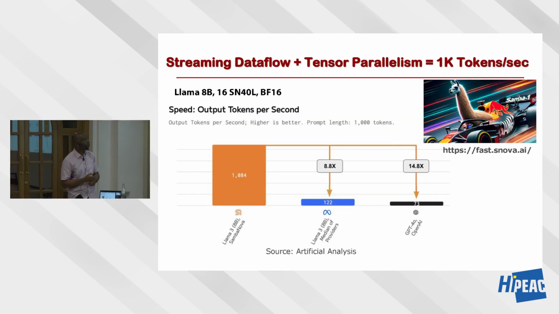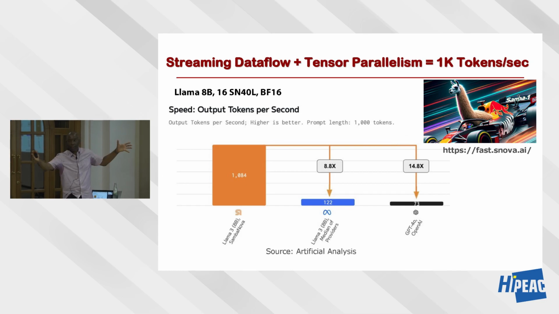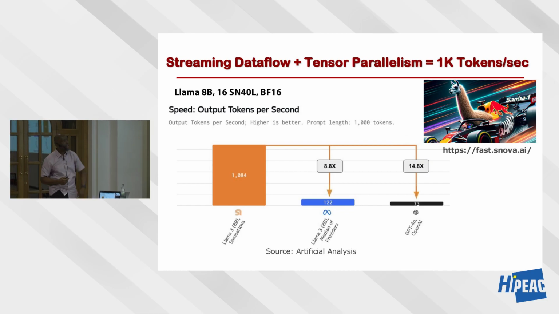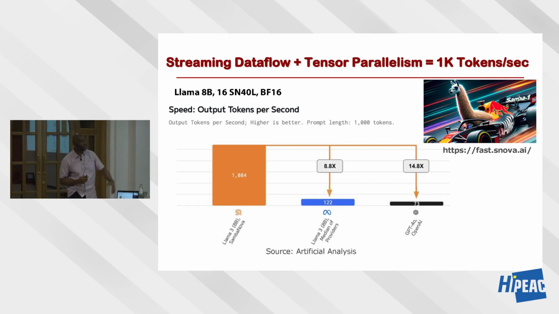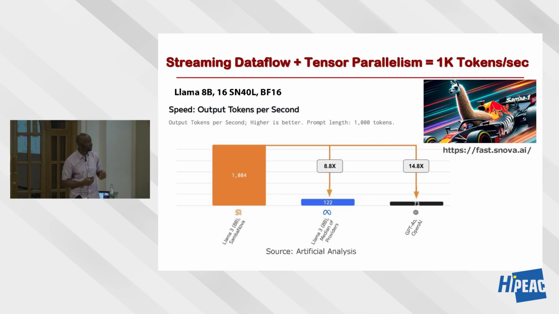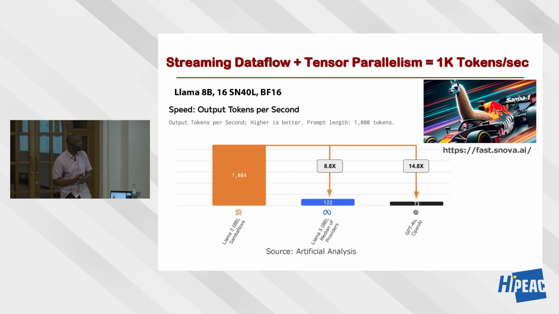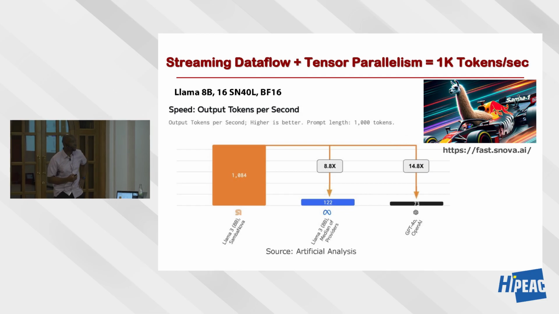All right? So what if you want even more performance, and you take advantage of tensor parallelism, and you go beyond 8 sockets, and you go to 16 sockets, and then you get to 1,000 tokens per second, right? Which is about 8.8 times faster. This is something that Artificial Analysis did an evaluation of and showed that we were like 8.8 times faster than Llama 3 running on other providers like GPUs. Okay, so this is the benefit of doing that.